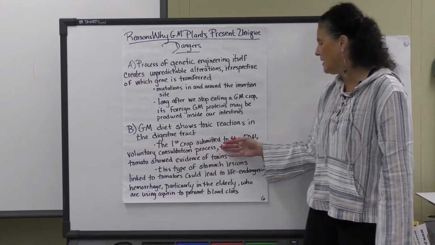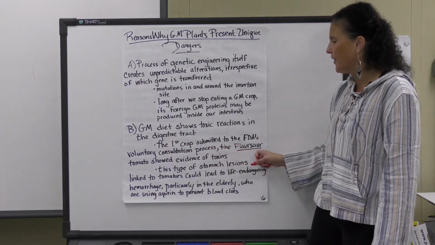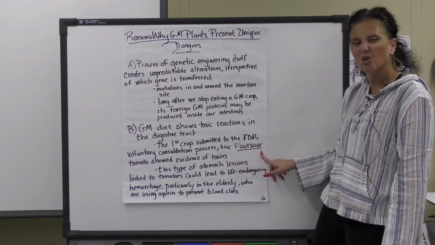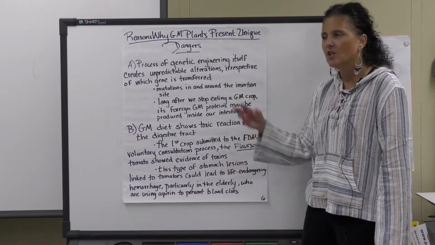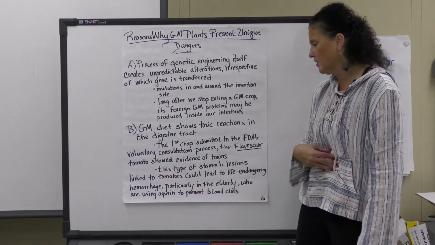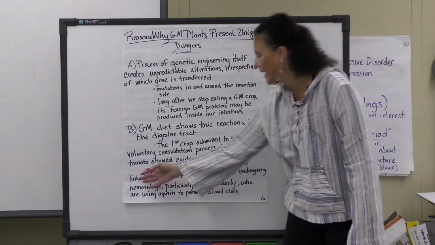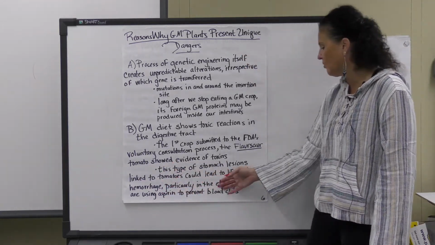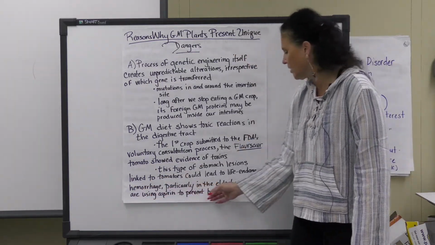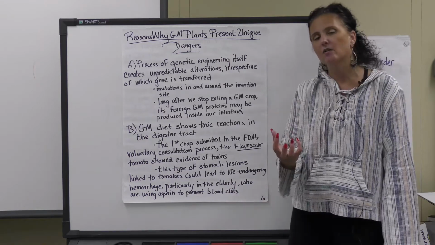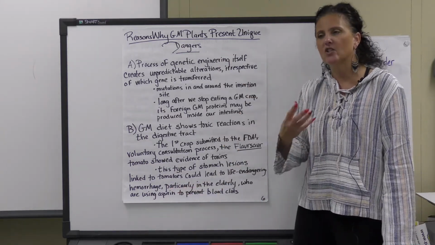The first crop submitted to the FDA's voluntary consultation process was called the Flavr Savr. They kind of put those two words together, tomato, and it showed evidence of toxins. So when people would eat that, they would get toxins into their GI tract. The stomach lesions that were created were linked to those tomatoes, and they could lead to life-endangering hemorrhage, you're bleeding in your intestines, particularly in the elderly, because a lot of the elderly take an aspirin, which thins your blood. And so you're getting these lesions that are toxic.